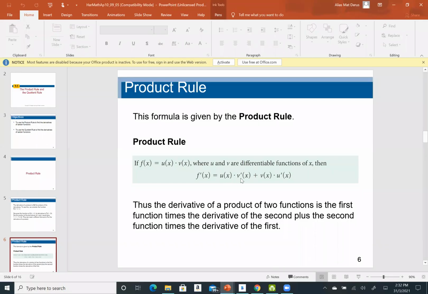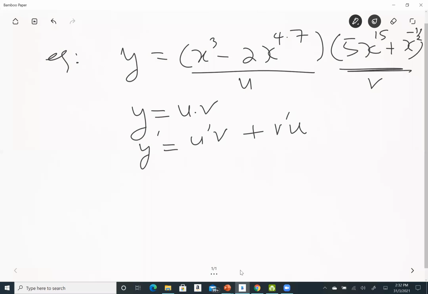u multiplied by v prime, and then you add v times u prime. So it depends on which way is more convenient to you. I prefer the way I write it down because I do it in order: u times v. So I differentiate u first, then v, plus I differentiate the second term v multiplied by u. Correct? So I'm more comfortable with this one.